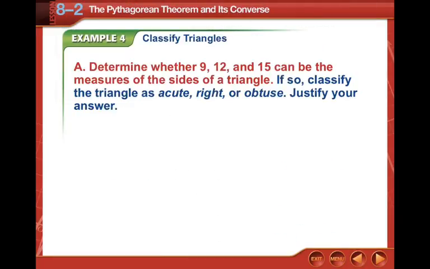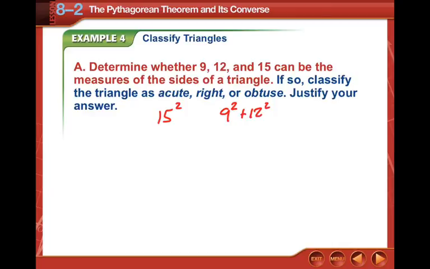So let's look at a couple of examples with this. First, it wants us to decide if they can make a triangle, for one. And 9 plus 12 is 21. 21 is greater than 15, so yes, we can make a triangle. So let's look at what type of triangle it is. First we're going to take our 15, this is the largest number, and we're going to square it. That's our c. a and b are 9 and 12, they're the lower numbers, so we take those and square them and add them together.